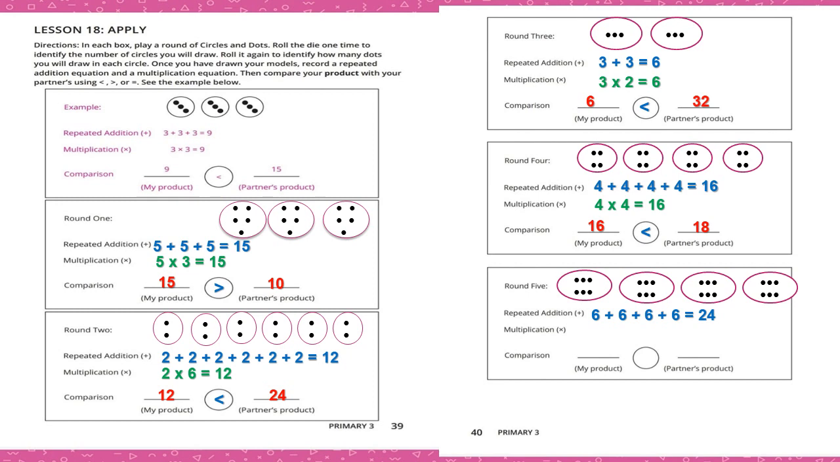We find that 6 is the repeated number. So we write 6 times how many repeated? 4 times. So we write 6 times 4. 6 times 4 equals 24. My product is 24. Partner's product is 21. Then 24 is greater than 21.